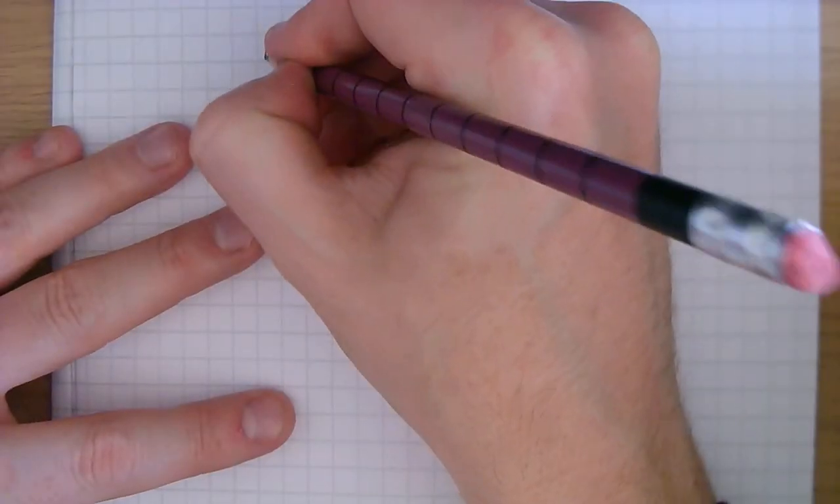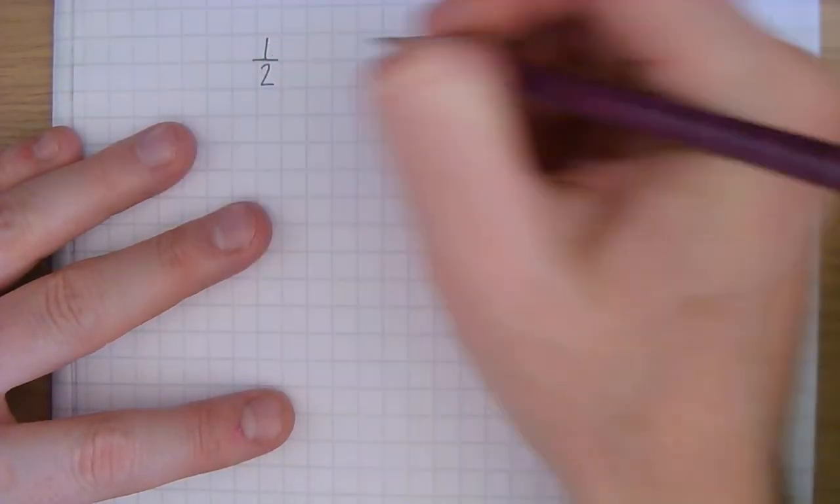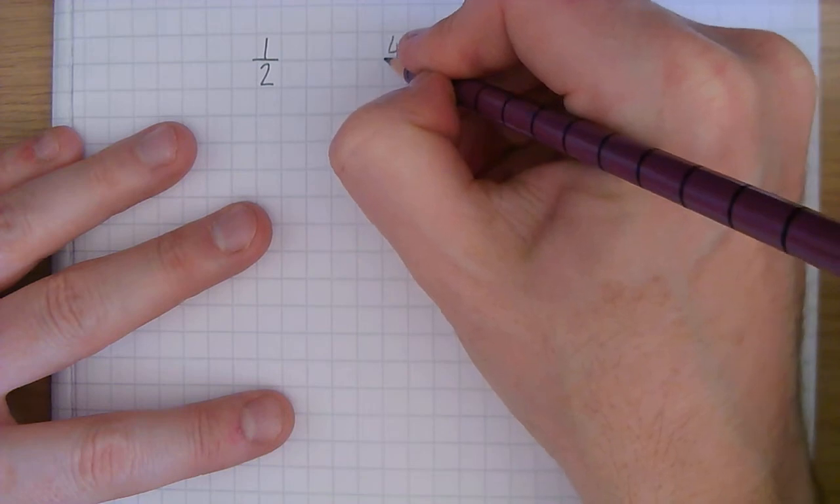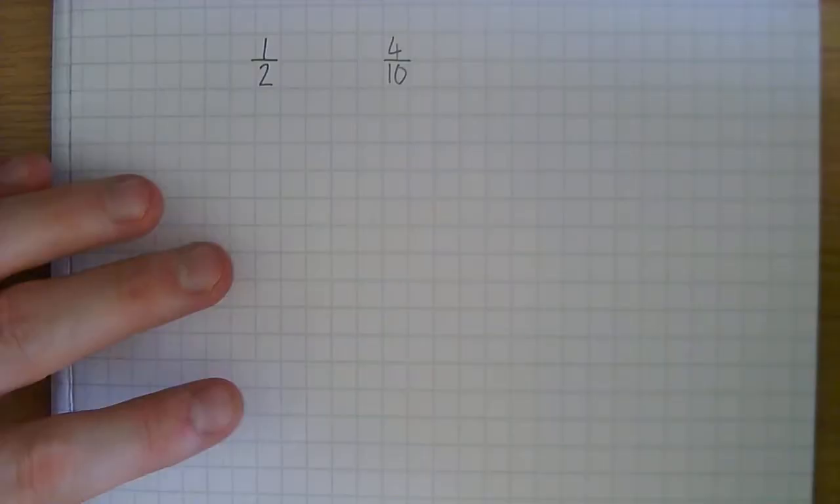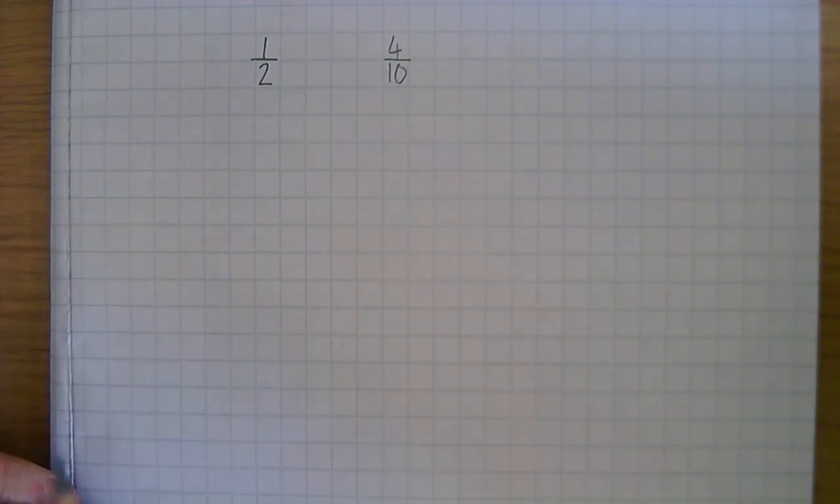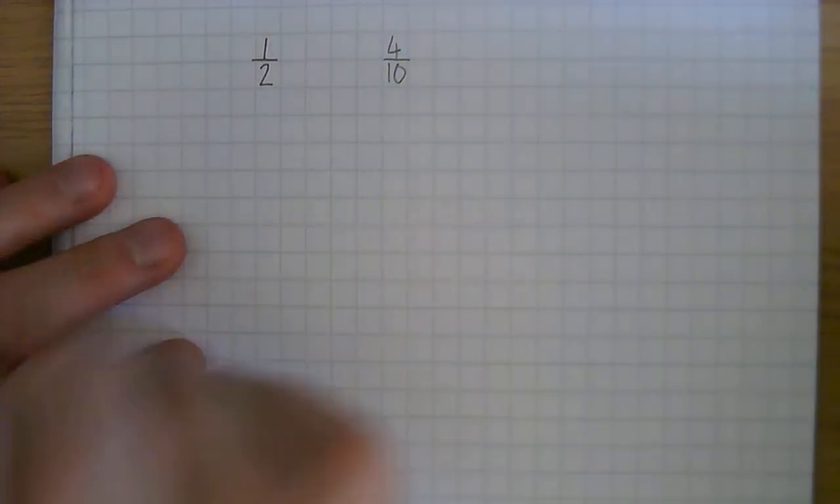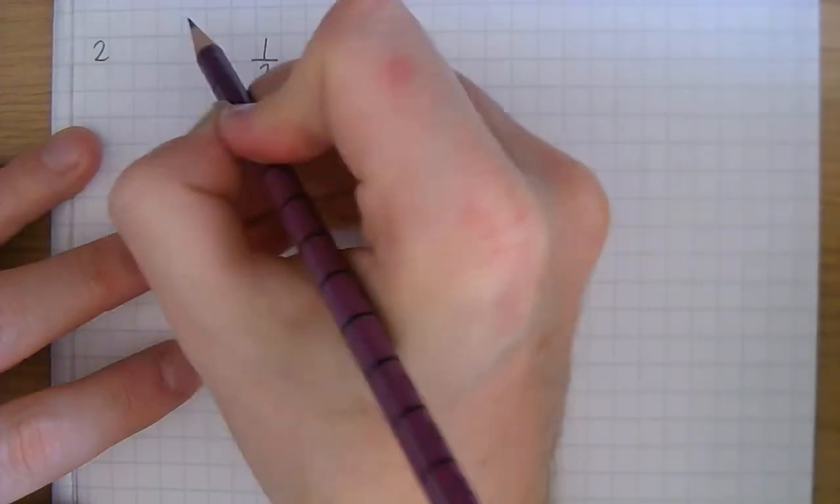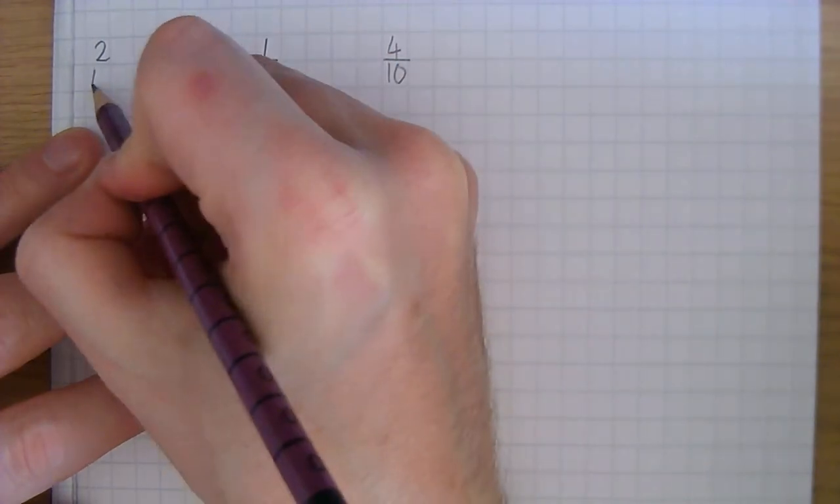So let's say we're comparing a half with 4/10. We're going to see which one is smaller and which one is larger. Now what we need to do is find the lowest common multiple. This is exactly the same as what we do when we add and subtract fractions. So we're going to write out our 2's and our 10's.